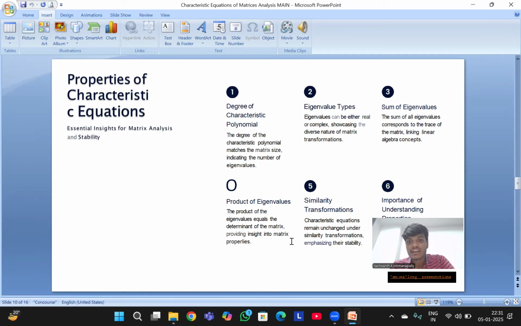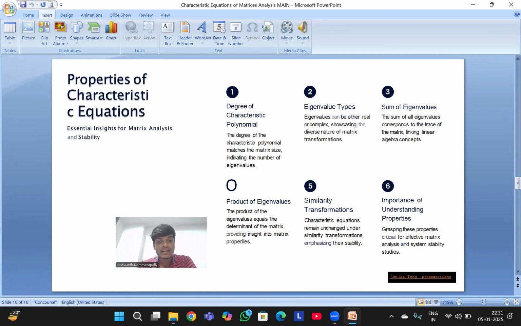Sum of eigenvalues. The sum of all eigenvalues corresponds to the trace of the matrix, linking linear algebra concepts. Product of eigenvalues. The product of the eigenvalues equals the determinant of the matrix, providing insight into matrix properties. Similarity transformations. Characteristic equations remain unchanged under similarity transformation, emphasizing their stability. Sixth one, the importance of understanding properties. Grasping these properties is crucial for effective matrix analysis and system stability studies.